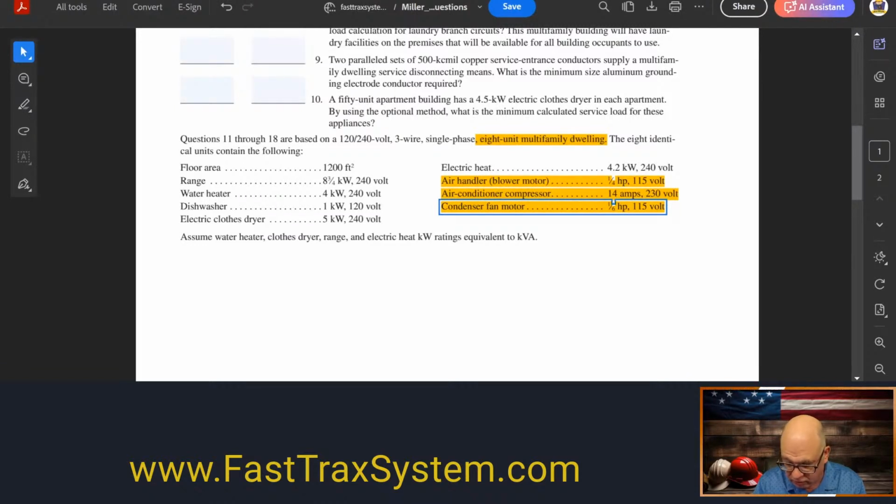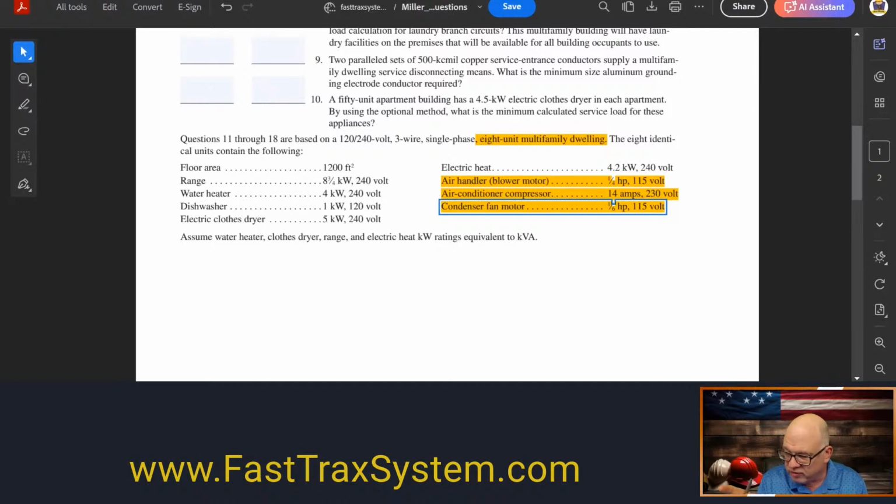Oops, hold on. So we're going to do this again. Let me make sure we go 3,220 times 1.25. That is 4,025, plus the 667 for that air handler. Remember, 5.8 amps times 115 volts. So that would be 4,025 plus 667 plus the condenser fan.